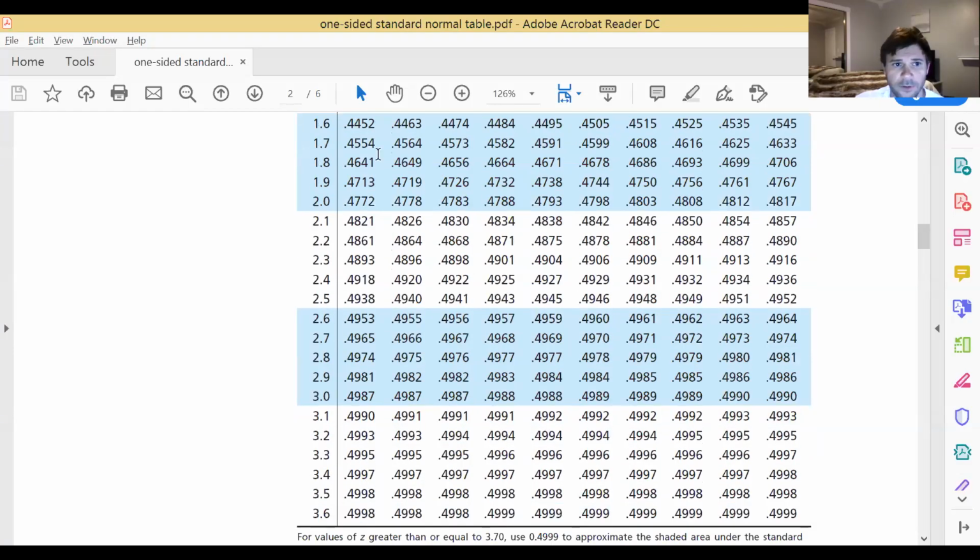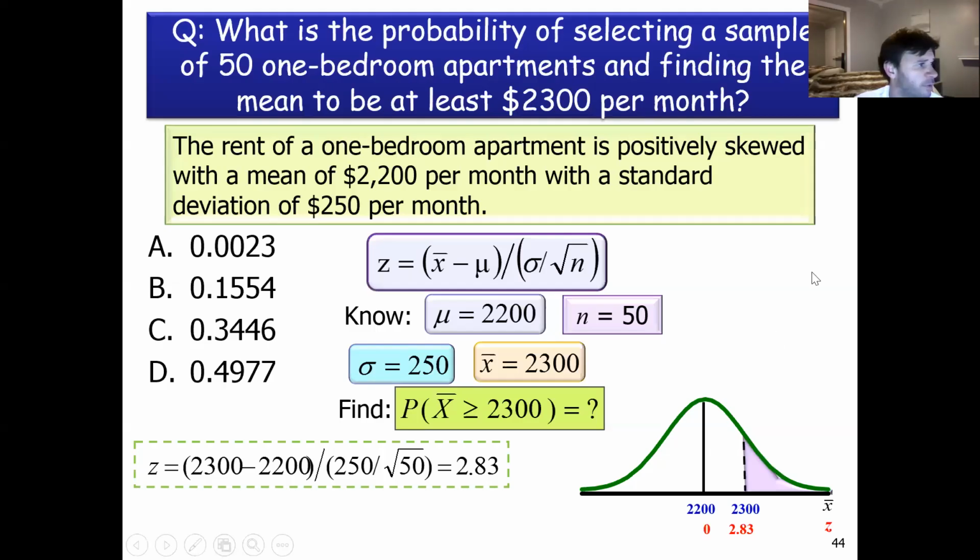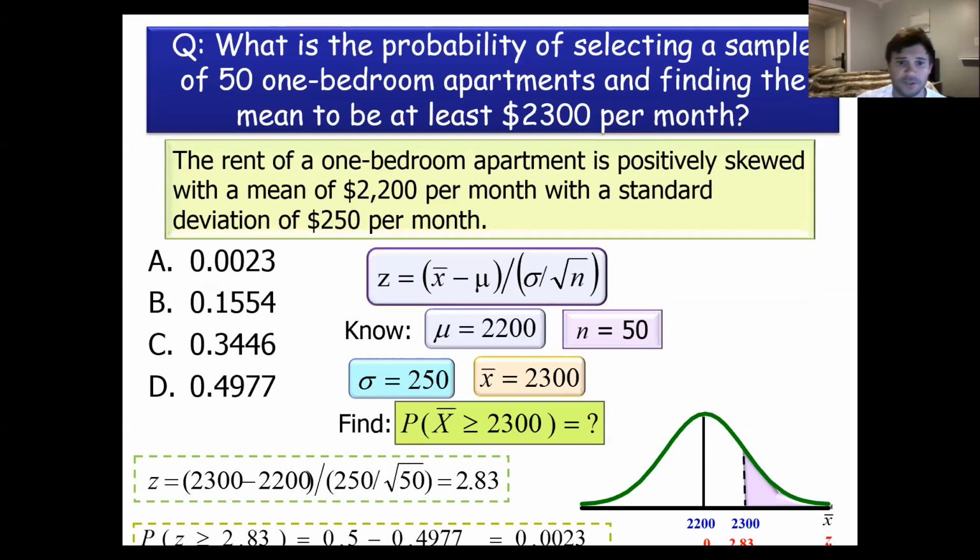So here we are. Here is our 2.8 row. We go 0, 1, 2, 3. So we get 0.4977. That 2.83 Z value corresponds to a probability of 0.4977. And again, that was that green shaded region we had drawn on the slide a moment ago. So we're going to subtract that from 0.5. And when we do that, we will wind up with our final answer here, which is a very, very small probability, 0.0023 in that upper tail, which is choice A.